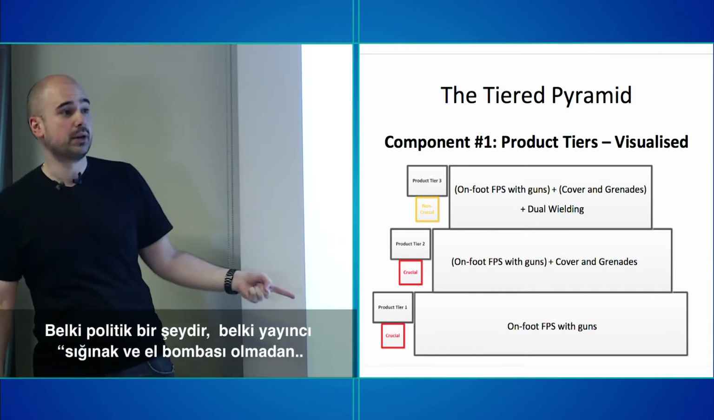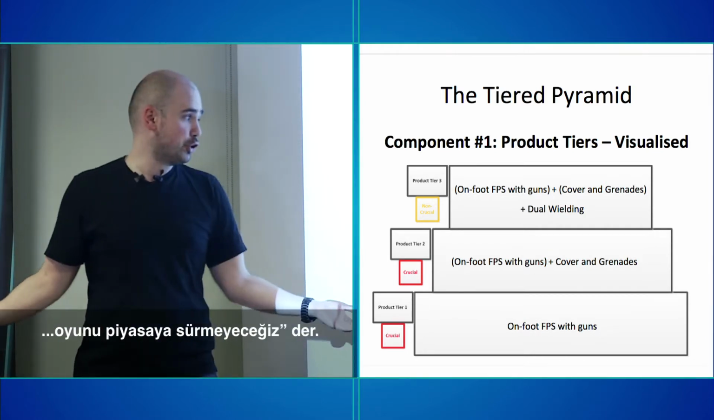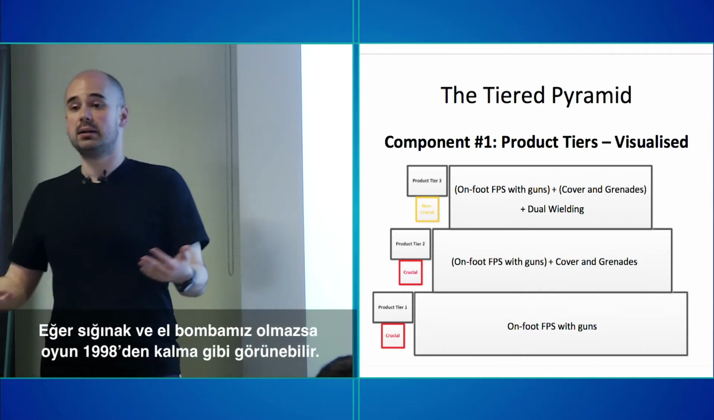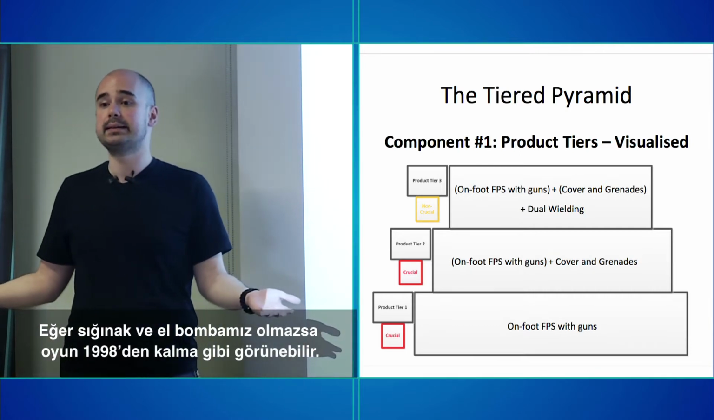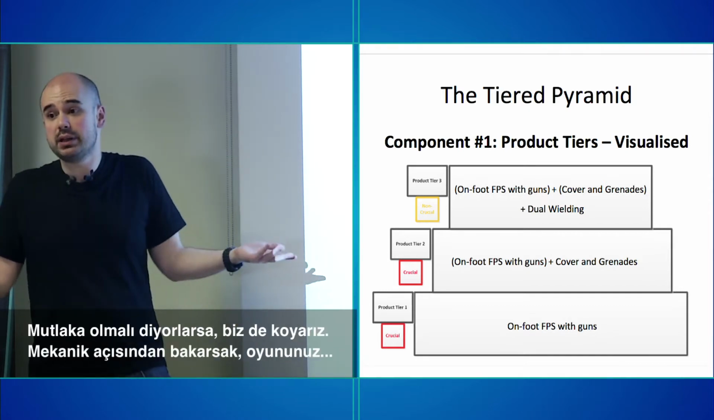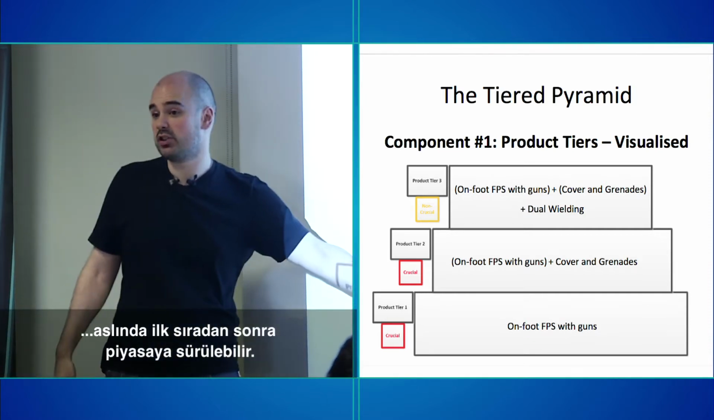Maybe it's a political thing, right? Maybe the publisher says we will not launch unless we have cover and grenades, because if we don't have cover and grenades, we feel like a 1998 game. It just feels too old school. We don't want that. Okay, so they say that they have to have that, then we have to have that, right? Mechanically, you could probably launch down here already.